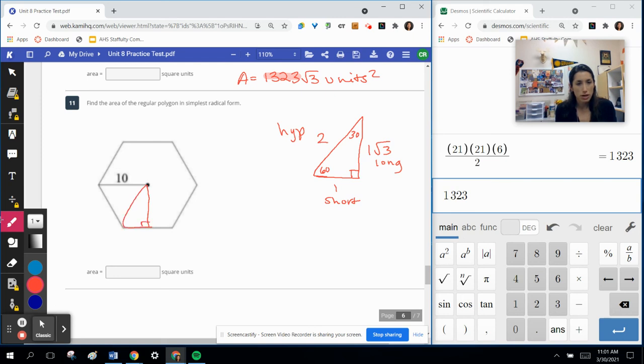So this is our right triangle. This length is 10. All of the radius lengths are 10. So what we need is our short leg. So we're going from hypotenuse to short. That's half. We divide by 2. So 10 divided by 2 is going to give us 5. And then to go to the long leg, we multiply by root 3. This will be 5 square root 3.